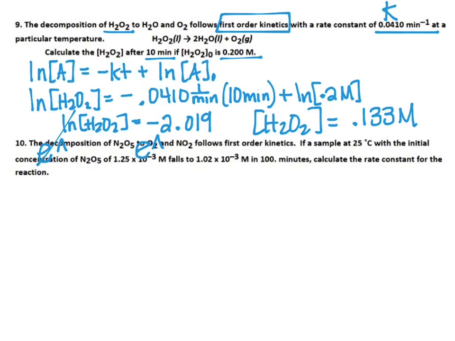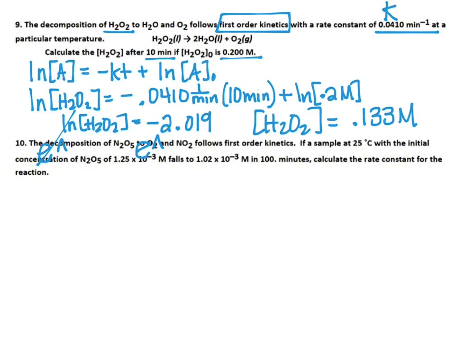Y'all ready to do one more? No, I'm confused on how I got the math part wrong. Well, negative 0.041 times 10 is negative 0.41. Why is it negative? Rate is not negative. It's a negative slope, but you take the absolute value for rate, and you have the negative in the equation.